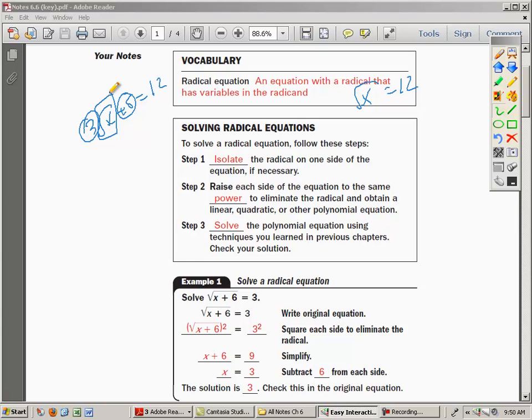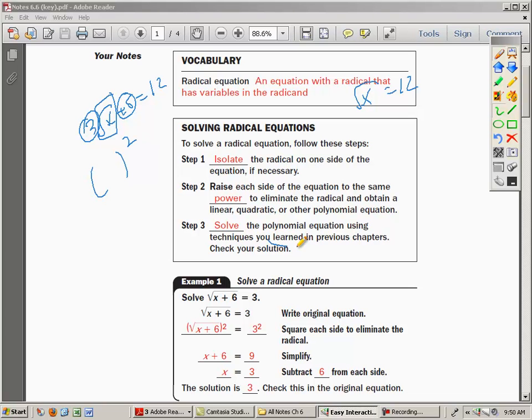All right. Now we can either raise each side of the equation to the same power to eliminate a radical and obtain a linear, quadratic, or other polynomial equation. Basically, to get rid of square rooting, we would then square both sides because that's the inverse of square rooting. I'll talk more about some other things we can do with reciprocal powers in just a second. And then finally, solve that polynomial equation using techniques learned in your previous chapters.